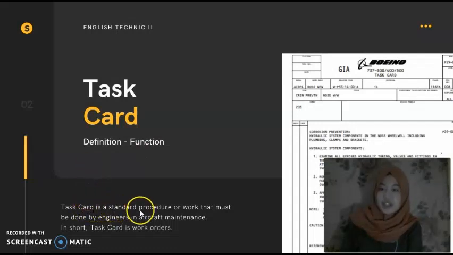Task card is a standard procedure or work that must be done by engineers in aircraft maintenance. In short, task card is a work order. Look at here. I have an example of a task card. This task card is wheel inspection, nose wheel well.